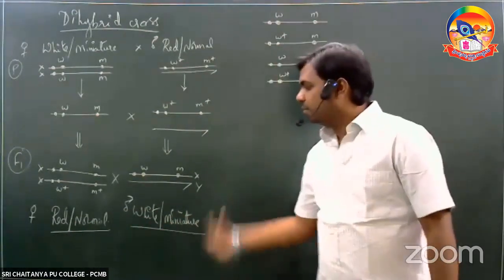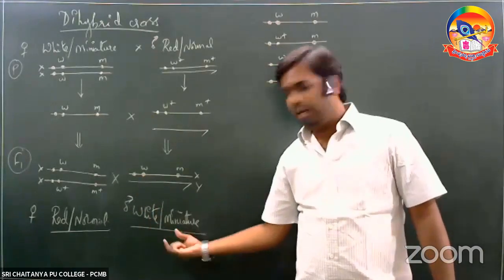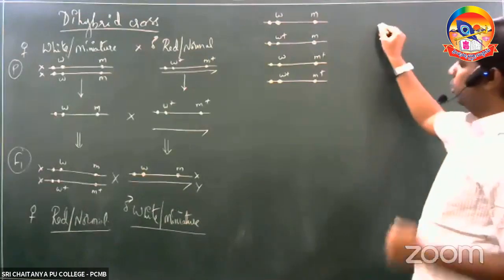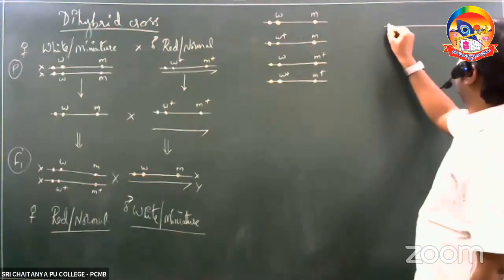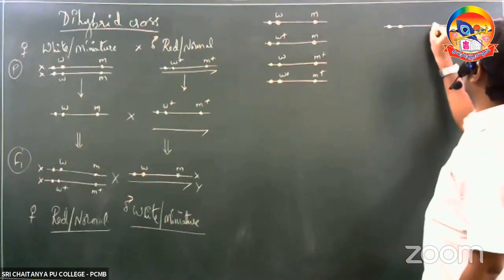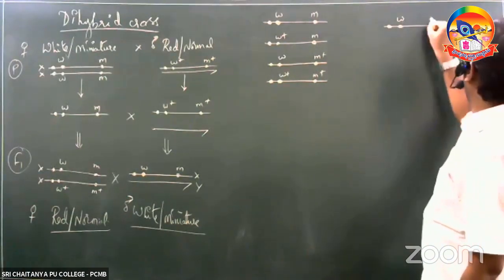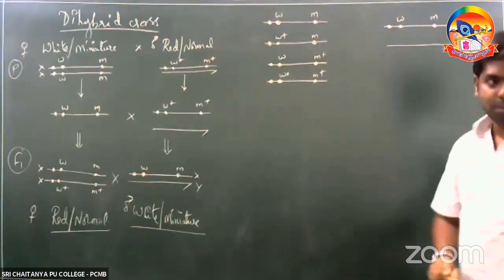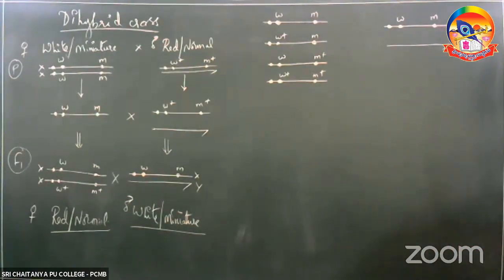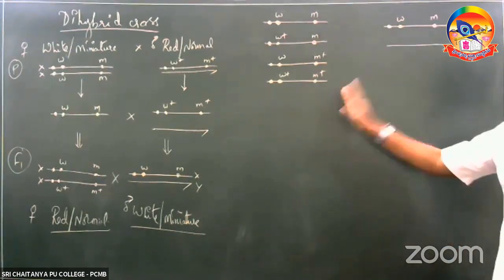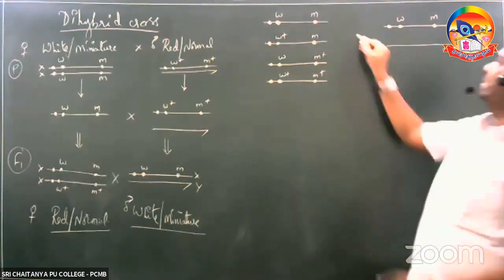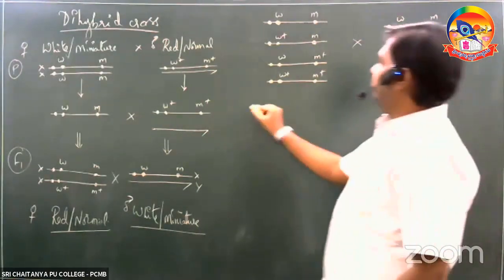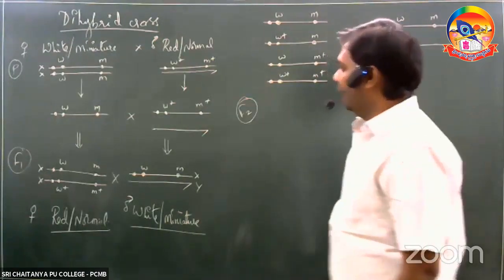So these are the 4 different gametes obtained from the red-eyed normal-wing females. What are the gametes obtained from the male individual, the white-eyed miniature-wing individual? Here 2 different types of gametes are possible. One will have the X chromosome containing the genes W and M. The other one will be the Y chromosome. So these are the gametes being formed, the female gametes as well as the male gametes. Now, when we start crossing the female gametes with the male gametes, what do we get in the F2 generation?